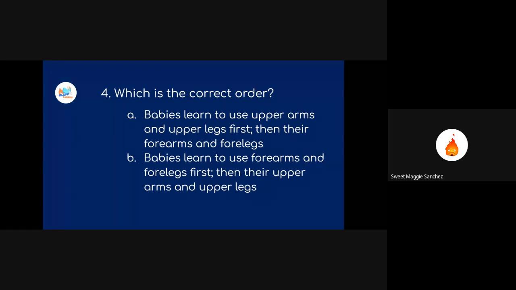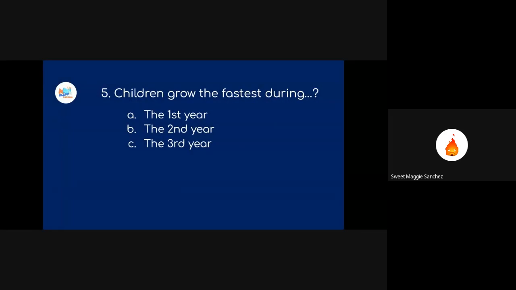Okay, timer stops. Question number 5. Children grow the fastest during A, the first year, B, the second year, or is it C, the third year? Timer starts now.